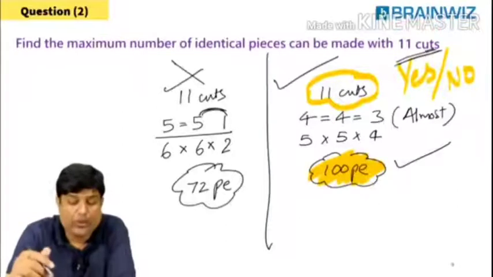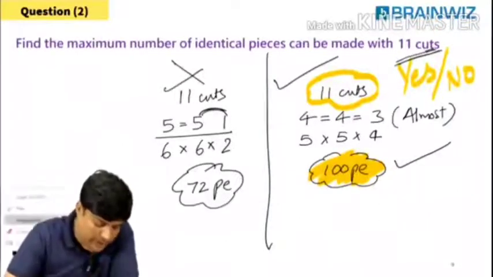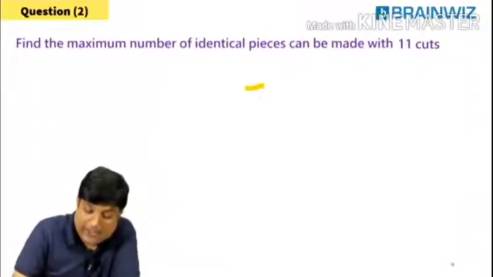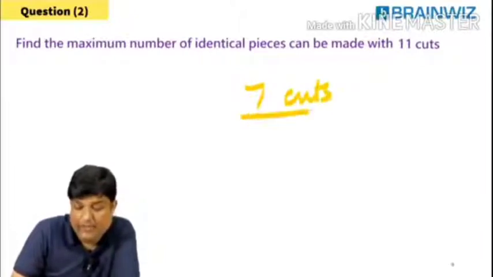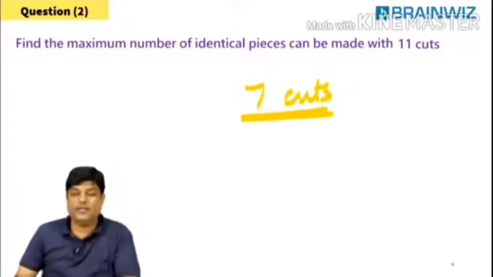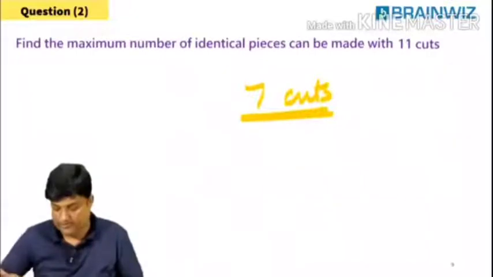Okay. Now, what do I do, students? I'll do one thing. You please try to tell me one thing. 7 cuts. Please try to do it, everybody. 7 cuts. जल्दी बताओ. अच्छे बच्चे हैं ना? जल्दी बताओ. चलो करो.